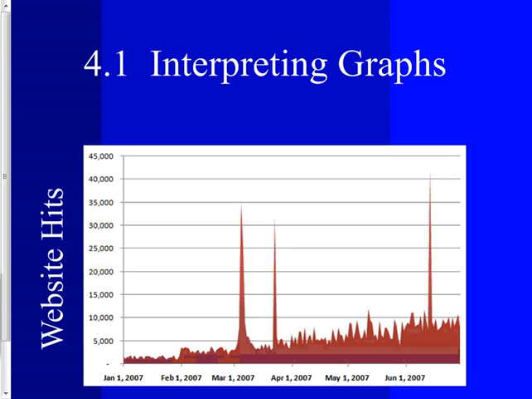Okay, next let's talk about interpreting graphs. This is hits on a website. I have a website, and this is not my actual data. I just found this data because it was more interesting than my data. The hits on the website really depend on whether you're getting publicity or not. Can you see those 3 spikes? Those probably have to do with publicity.